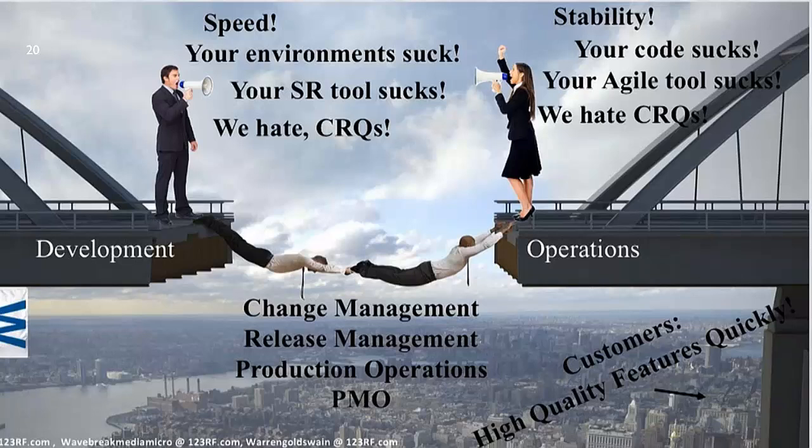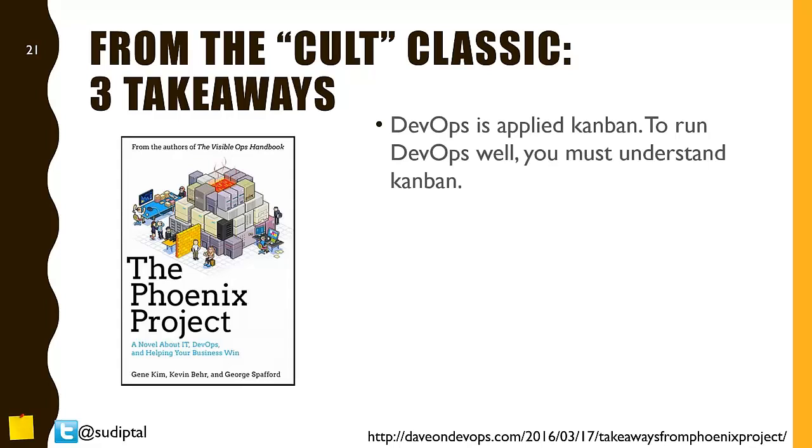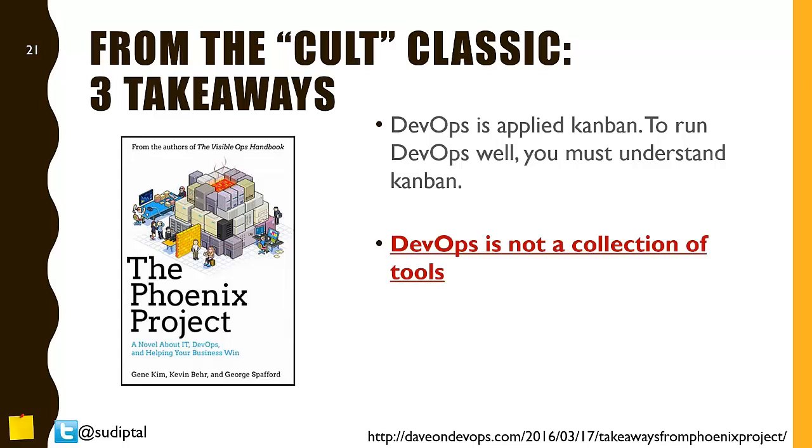So whosoever is into DevOps would have read The Phoenix Project, and there are three takeaways from The Phoenix Project. One is DevOps is applied Kanban, and to run DevOps well, you must understand Kanban. And if you recall, this is the section where the member of the board is explaining to Bill and trying to give him some clues as to where he should study more and figure out what to do next.